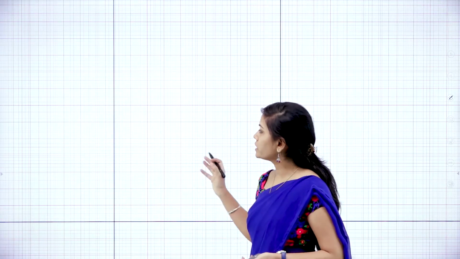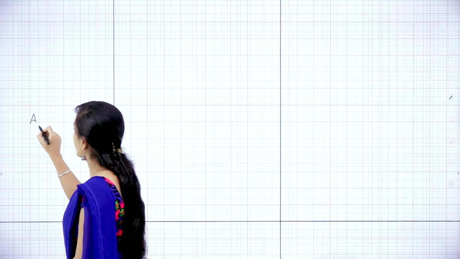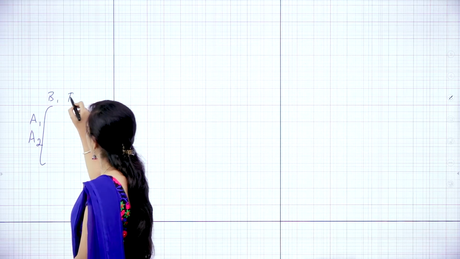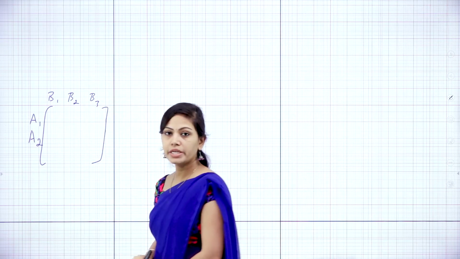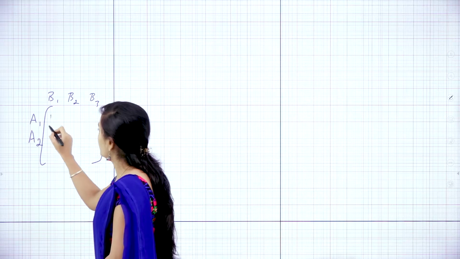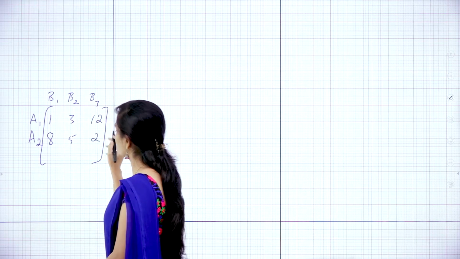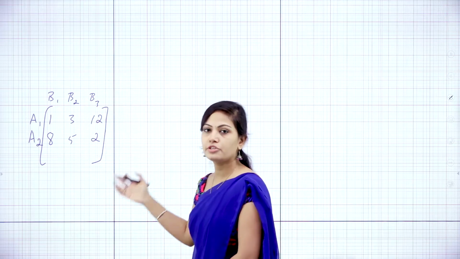So now by using the graph sheet you can draw the lines. First I will write the question properly. We have 2 rows and 3 columns, right? A1, A2 and B1, B2 and B3. So what is the matrix? The matrix is 1, 8, 3, 5, 12 and 2. So this is your given matrix, right? By using the matrix, I can draw a graph.